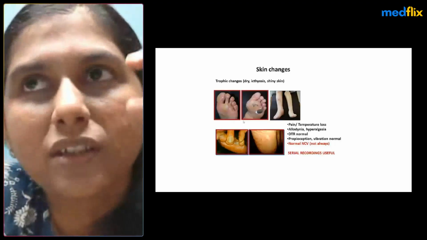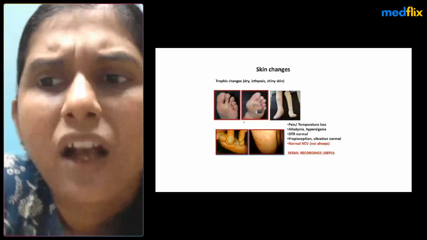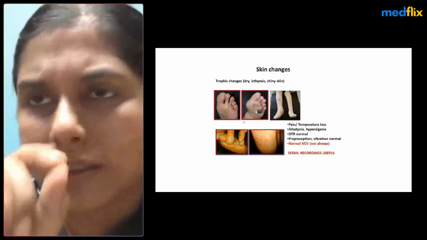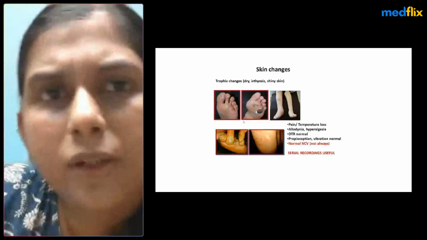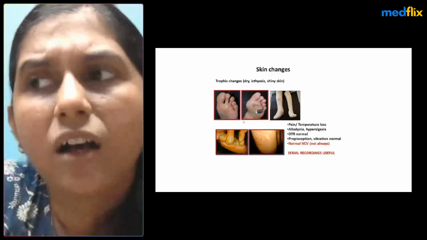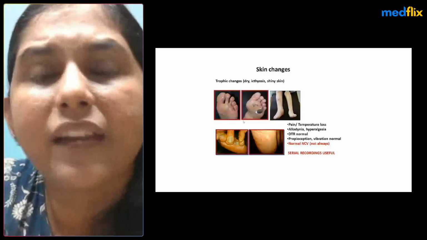And these patients, it's difficult to pick up because their nerve conductions also can be normal. And because I will not be talking about small fiber in detail, I'll just tell a word about it here. So small fiber neuropathies, the patients present with severe positive burning sensory symptoms. They can have burning paresthesias. Clinically, it's very difficult to pick it up.